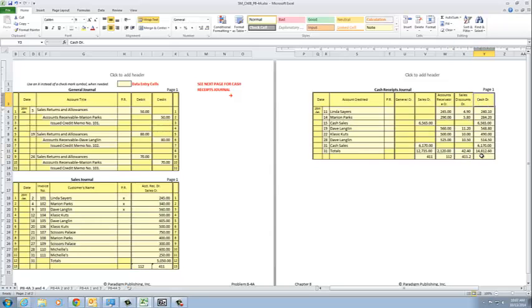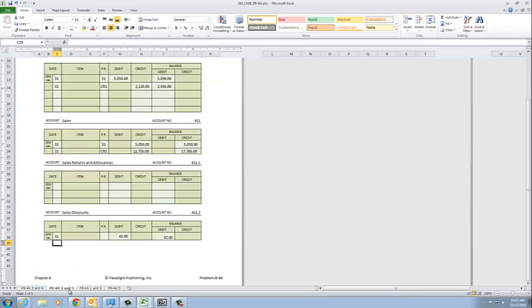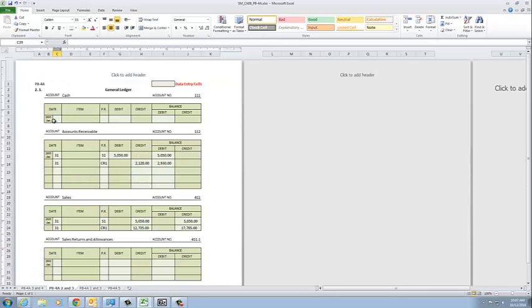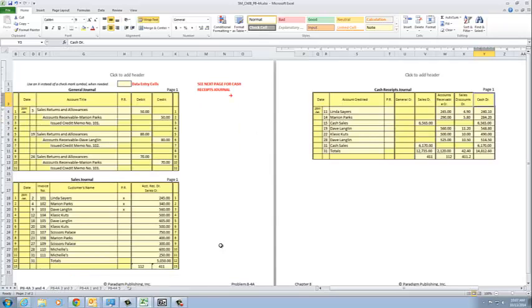Cash gets a debit of $14,812.60. So we come to our general ledger, find our cash account. This would be posted on the 31st from Cash Receipts Journal, page 1. $14,812.60 was our debit, and so we'll just bring that over as our debit balance. And then we need to go in and enter our posting reference of the cash account number, and that's 111.